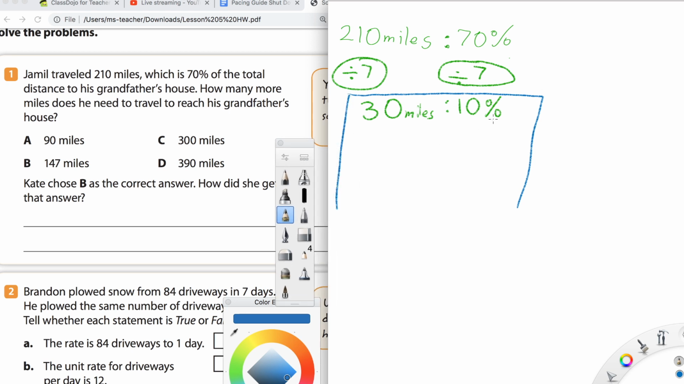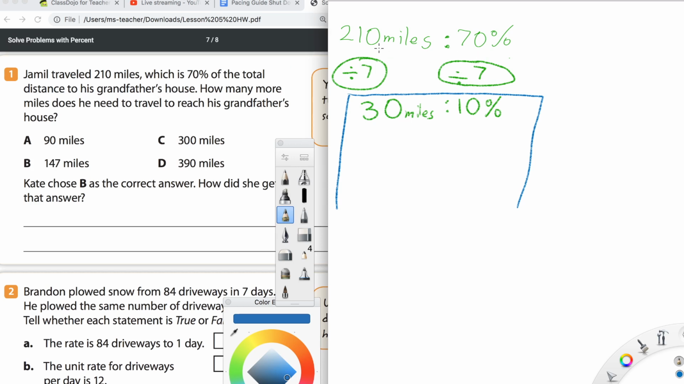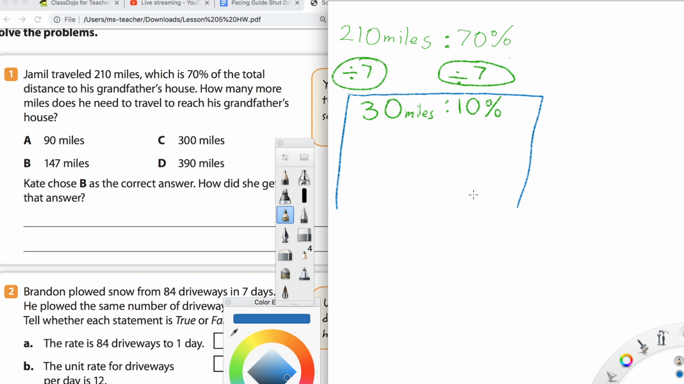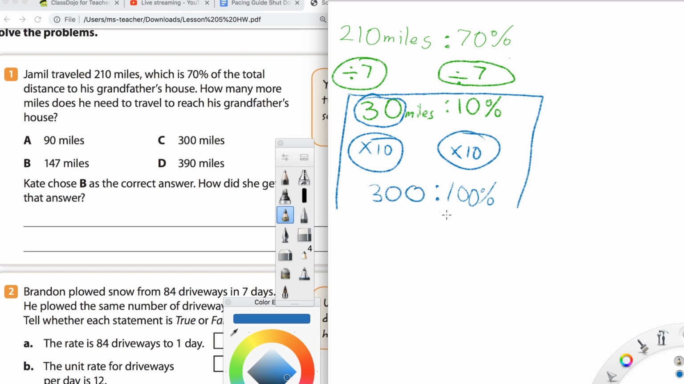I'm trying to figure out the 100% so I know how far his grandfather's house is, because he only walked 70%, which is 210 miles. So once I find the 100%, I'll know how many miles his grandfather's house is. How do we make 10 into 100? We multiply by 10, but we must do that to both sides. On this side, 30 times 10: if you can't do this in your head, do 30 times 1, which is 30. Then we add the 0 that we didn't multiply. So 300 miles is 100%, which is how far his grandfather's house is.